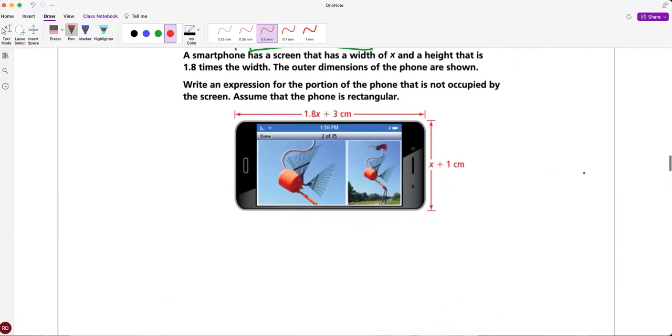One final problem here. A smartphone has a screen that has a width of x and a height that is shown as 1.8 times the width. So what that means is the actual screen that I'm looking at, this side right here, is x, and then the top part of the screen is 1.8x. And we want to find out what area of this phone is not occupied by the screen.